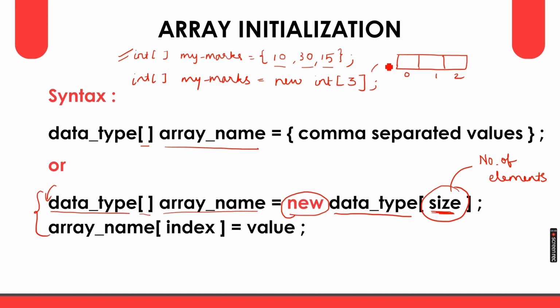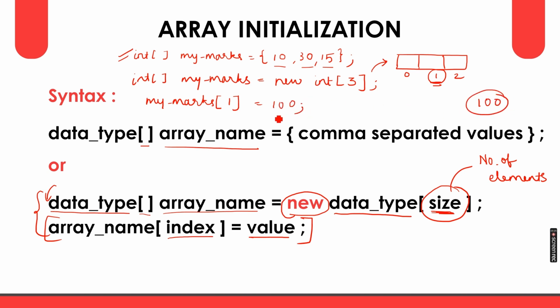So this line will do this, and later somewhere in the program you can use this line here to give actual values to your array. You will do it like this: array name, the index at which you want to put the value, and then the actual value. So if at position 1 here I want to store 100, I can write myMarks in square brackets. We will write the index, that is 1, and at this index I want to store 100. So I will write like this.